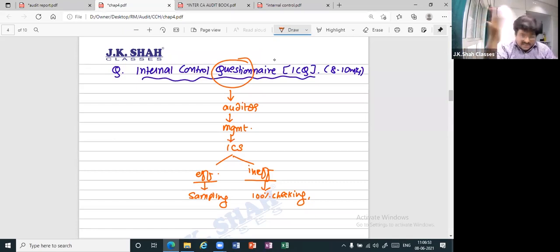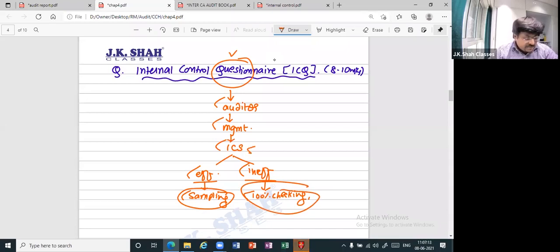What is an internal control questionnaire? It is a list of questions prepared by the auditor, given to the management, with respect to the ICS to know whether it is efficient or inefficient. If it is efficient, he will go for sampling. If it is inefficient, he will go for 100% checking. Whether to go for sampling or 100% checking depends upon the ICS set up by the management, checked by the auditor by asking a number of questions, which is known as an ICQ. Now do you understand the meaning? So it is a list of questions.